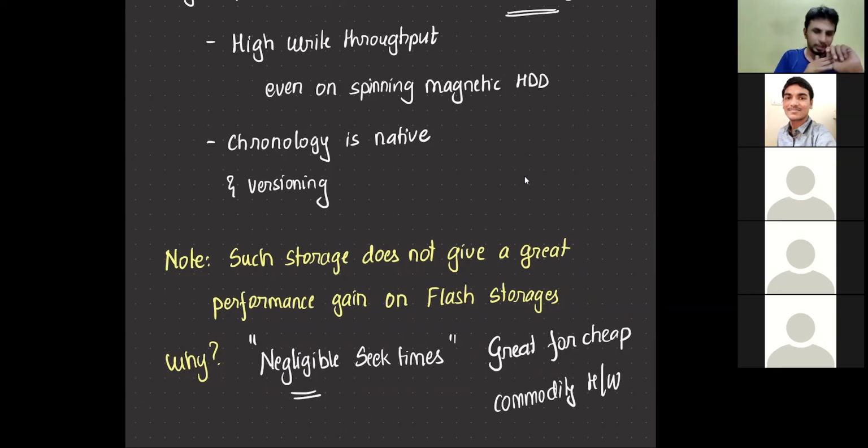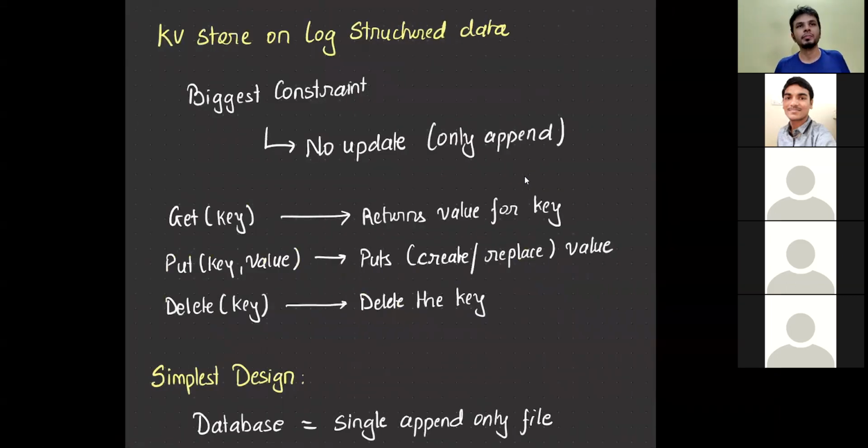Such storage does not give a great performance gain on flash storage, as I mentioned, because there is no disk seek happening, but it still saves cost. If you want to build a key value store on log structured data, the biggest constraint is this: get is still okay, we'll figure something out. Put is okay, we are just doing append only, so let's just continue writing. But when you're doing put, you cannot do an update, because you're only doing append. So what would you do?